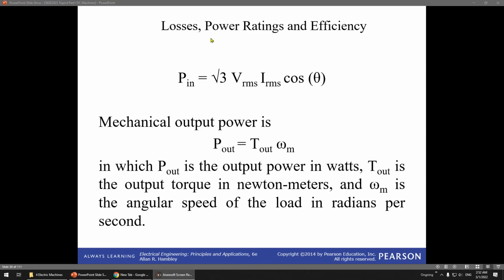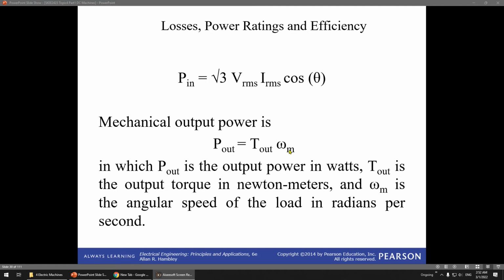Okay, losses, power rating, and efficiency. When it comes to motor, you need to know this. Input power is equal to square root of 3 Vrms Irms cos theta. So remember, this is the formula if you use the line voltage and line current. Square root 3, and this is for 3-phase.